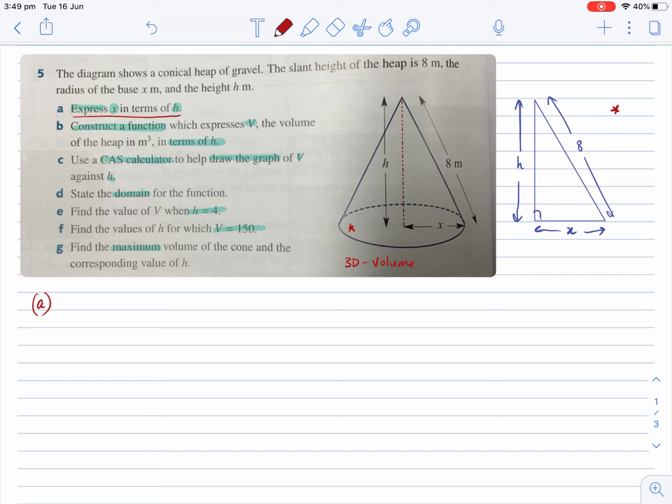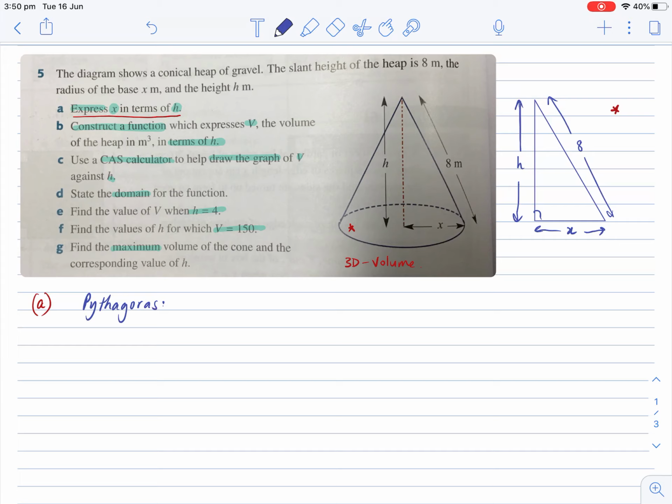So in this case, it makes more sense to work with the two-dimensional diagram. And when I've separated it, I'm hoping that you recognise that that's a right angle triangle. And because it's a right angle triangle, we can use Pythagoras' rule.